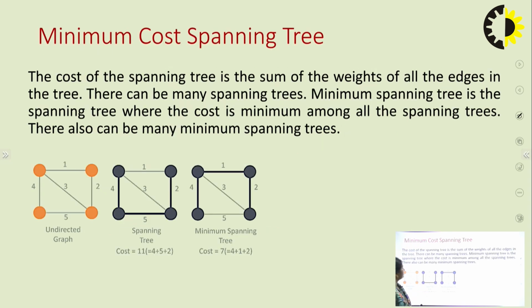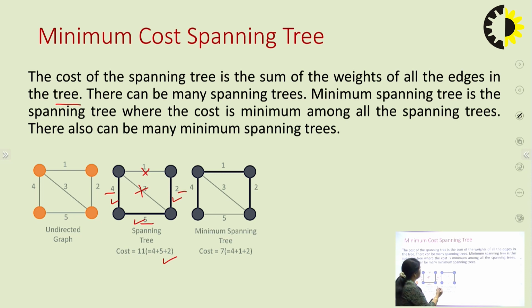Now, when we are laying a network design, what is our main aim? We want to make it cost effective and feasible. So we'll try to apply the minimum cost. Our aim is to have the minimum cost. The cost of the spanning tree is the sum of weights of all the edges in the tree. So if I consider this undirected graph and drop these 2 edges, we have included this edge and this particular edge in the spanning tree. So what will be the cost of this spanning tree? 4 plus 5 plus 2, that is 11.